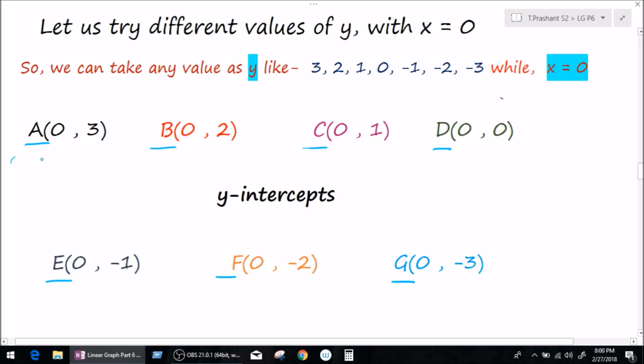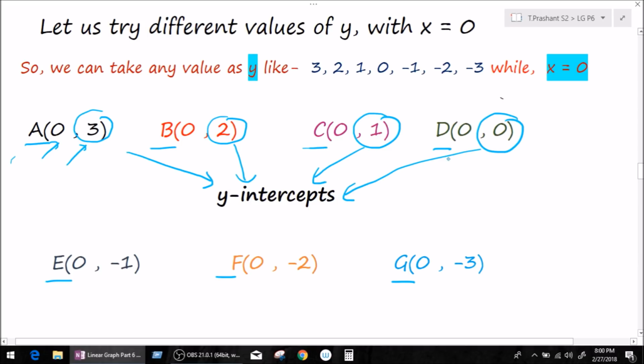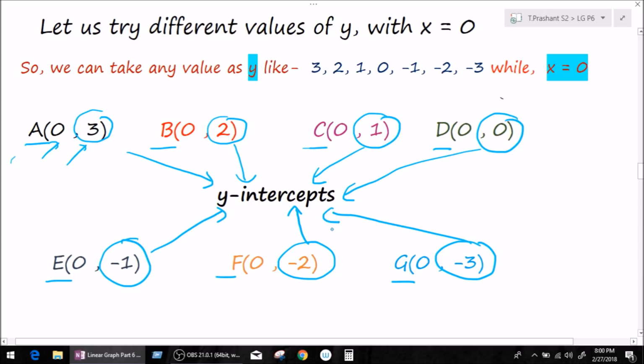So in coordinate A, x is 0 and y is 3. So 3 will be the y-intercept, because y-intercept is the value of y when x equals 0. In coordinate B, 2 will be the y-intercept. In coordinate C, 1 will be the y-intercept. In coordinate D, 0 will be the y-intercept. In coordinate E, -1 will be the y-intercept. In coordinate F, -2 will be the y-intercept. In coordinate G, -3 will be the y-intercept.